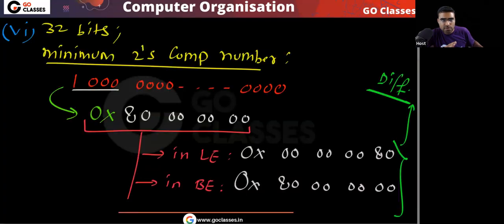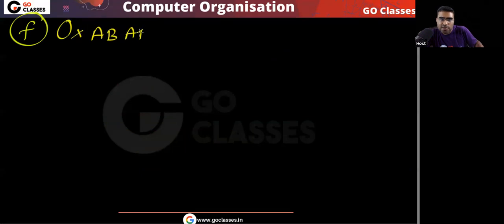Anyone want to give? Satyam has given A, B, A, B, A, B, A, B. Yeah, that will work. So Satyam has already given this answer for part F. In hexadecimal, he has given ABABABAB.